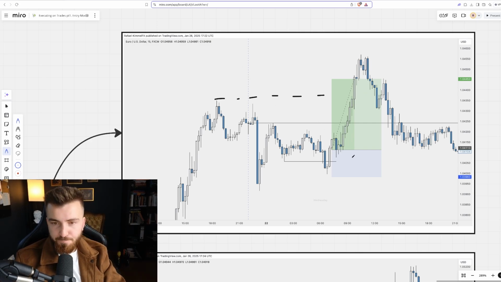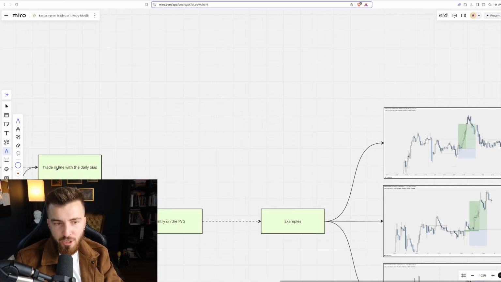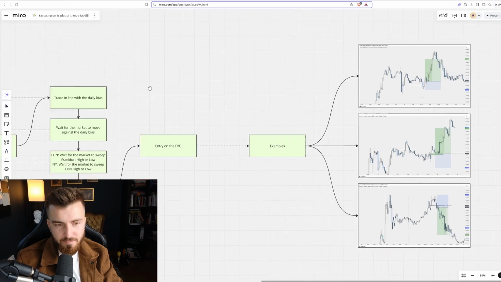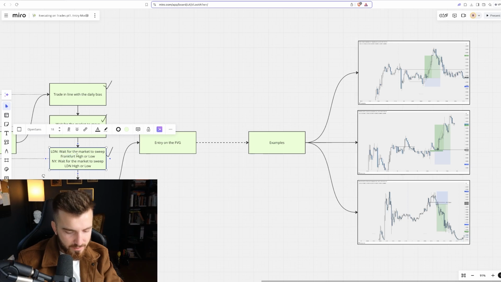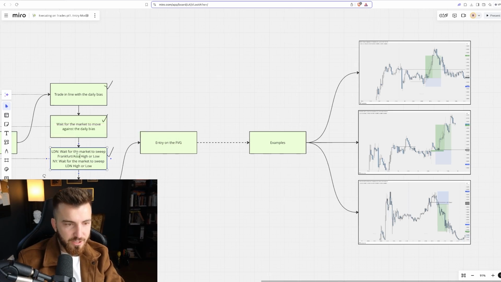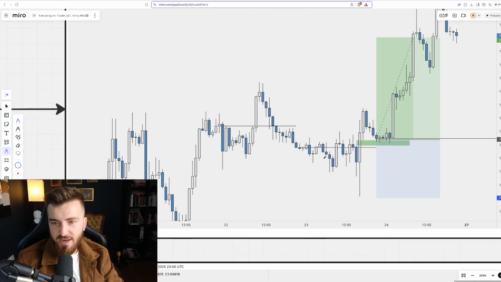So, once again, what did we have? Trade in line with the daily bias. Check. Wait for the market to move against the daily bias. Check. London, wait for the market to sweep. Check. Sorry, this is also Asia. Okay. We have that. And we also have the market shift in line with the daily bias. Let's look at the next one.